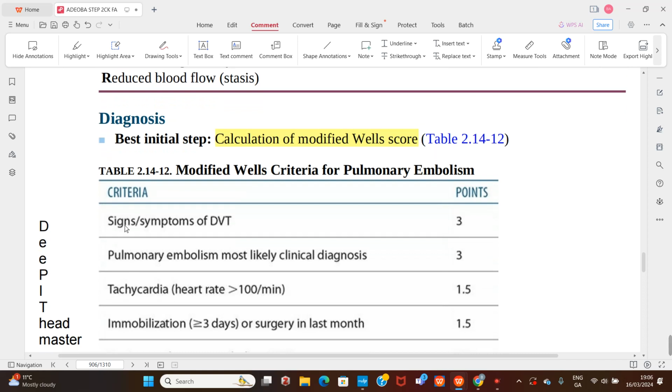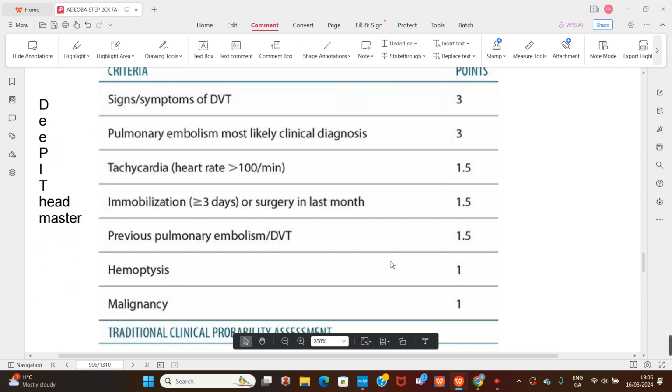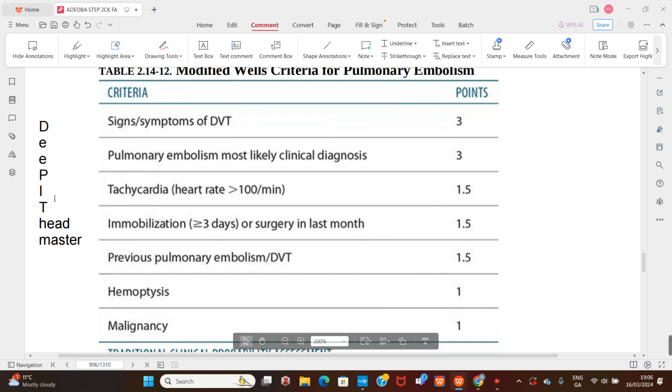So how do you want to do your diagnosis? The best initial step is for you to mentally calculate the modified Wells score, not the Wells score, but the modified Wells score, because they are different. So I have tried to create an acronym. It's not very easy getting one, but I said Deep Pit Headmaster. I don't know if it makes any sense.